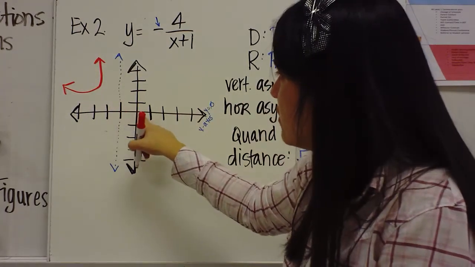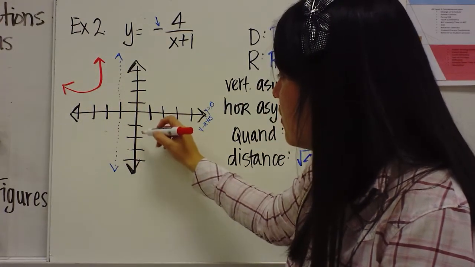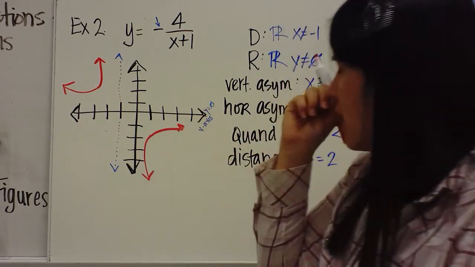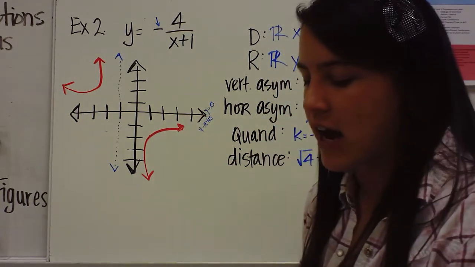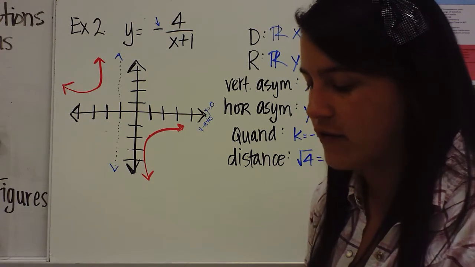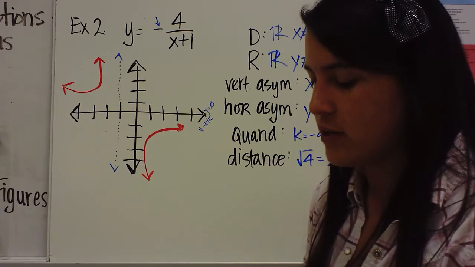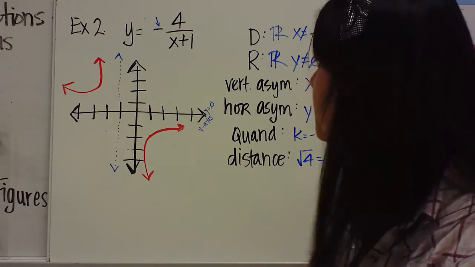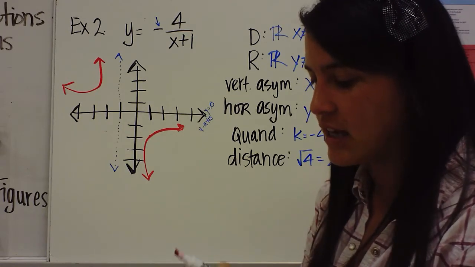And then over here, 2, 2, and it's going to be curved. So you can see that our equation, our graph, is pretty far away. So I'm going to type this into my graphing calculator. -4 divided by x plus 1.